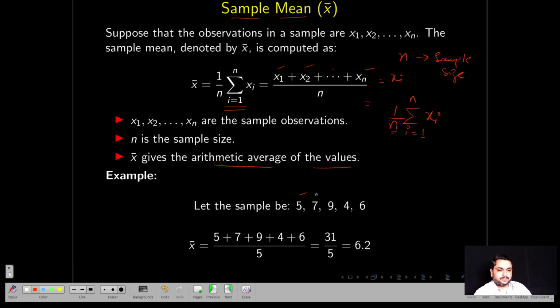Let us take a simple example: 5, 7, 9, 4 and 6. These are the samples. That means this is x1, this is x2, x3, x4, x5. So the sample size is n equal to 5. Five items are there. So that is nothing but the summation of all these divided by 5. So we will get the answer as 0.2.